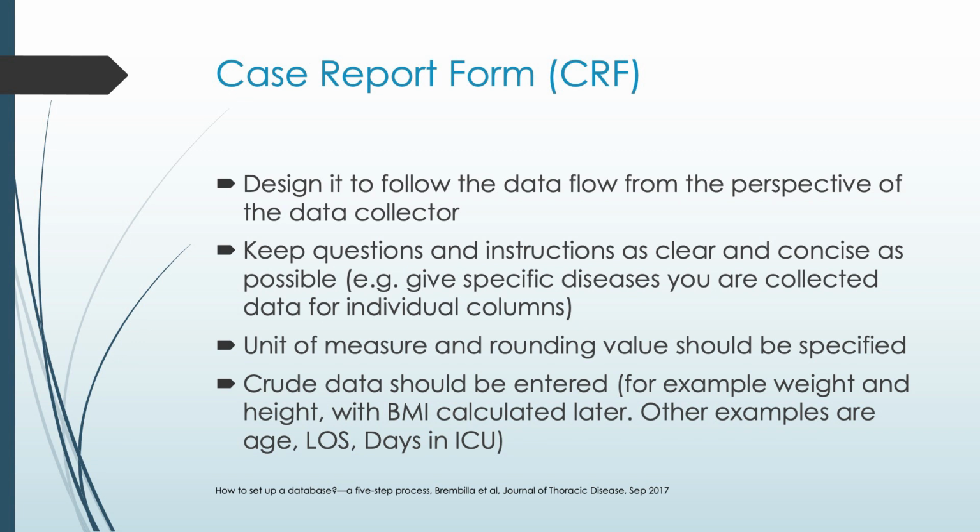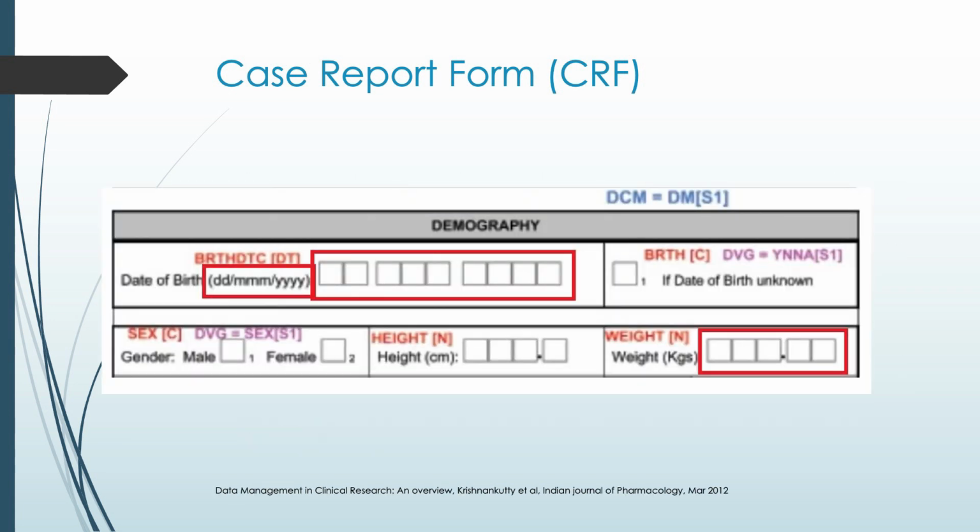All right? Units of measure and rounding need to be specified. Crude data should be entered. For example, weight and height, and then calculate BMI. Other examples are date of diagnosis. So put the patient's date of birth and put the date that the pathology was positive or the date they were admitted and diagnosed, and let the Excel sheet calculate that. Minimize the thinking process for the person entering the data so that mistakes are less likely to happen. You can do the same with length of stay, putting admission date and discharge date, or how many days in the ICU. This is an example of a case report form.